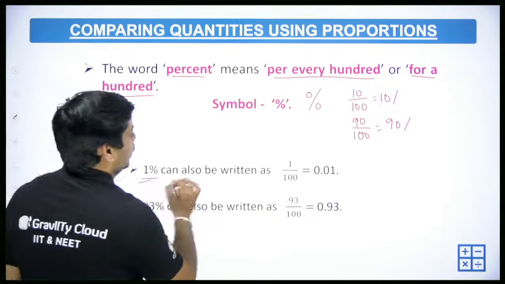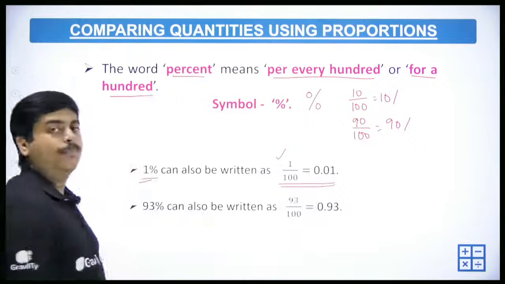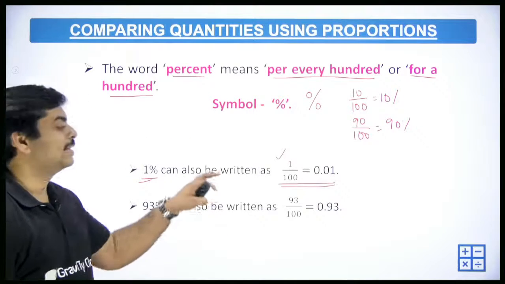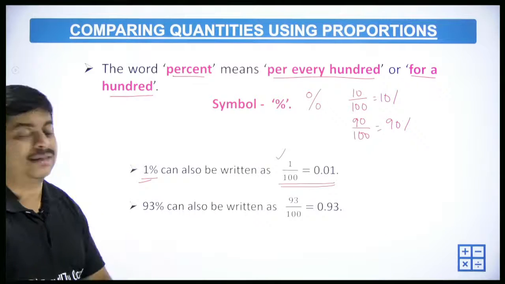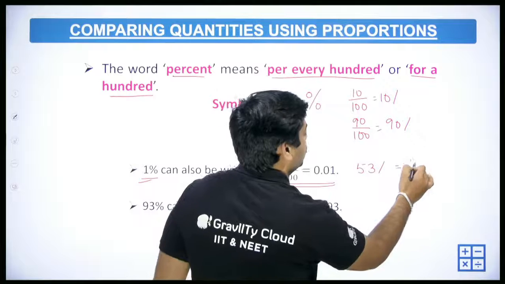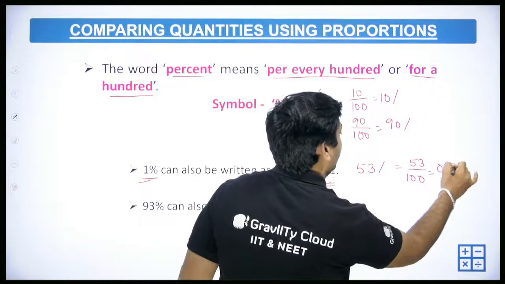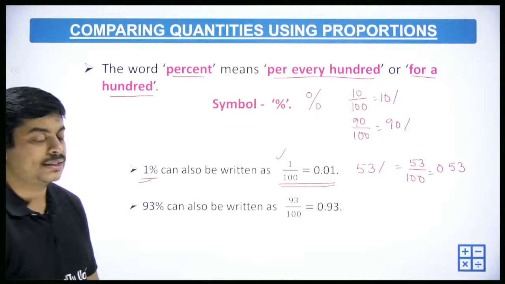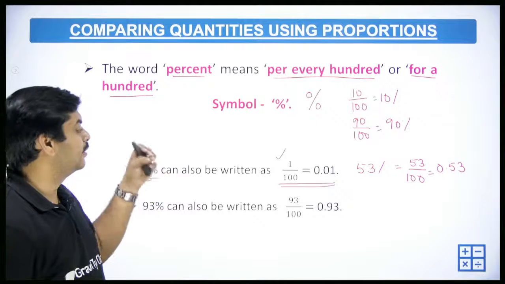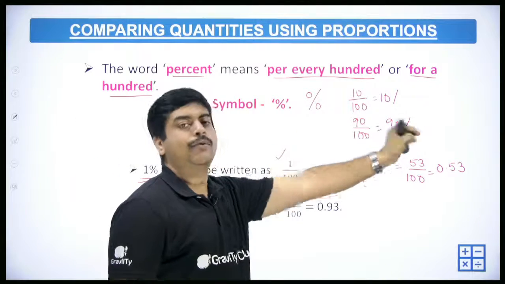1% can be written as 1 by 100, and in decimal notation, we can also write that as 0.01. 93% can also be written as 93 by 100, which is 0.93. For example, 53%, which is 53 by 100, which is 0.53, right? So we have different representations. You can write 53%, 53 by 100, or 0.53.